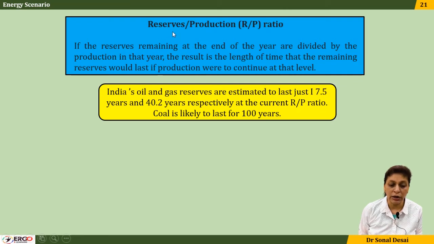India's oil and gas R by P ratio is like this. For oil it is 17.5 years, and for gas it is 40.2 years. Compared to that, our coal availability is strong, at around 100 years.